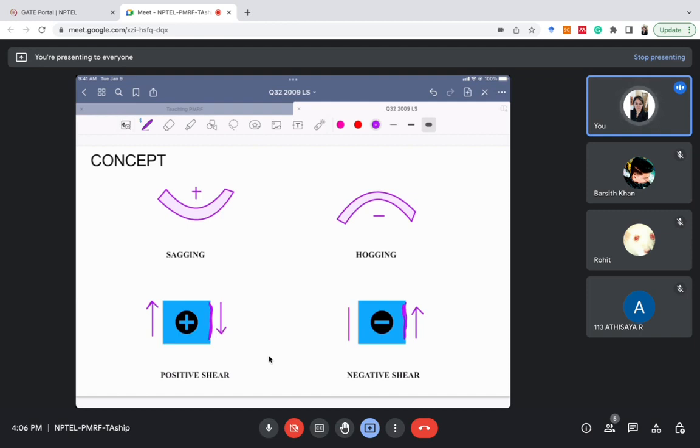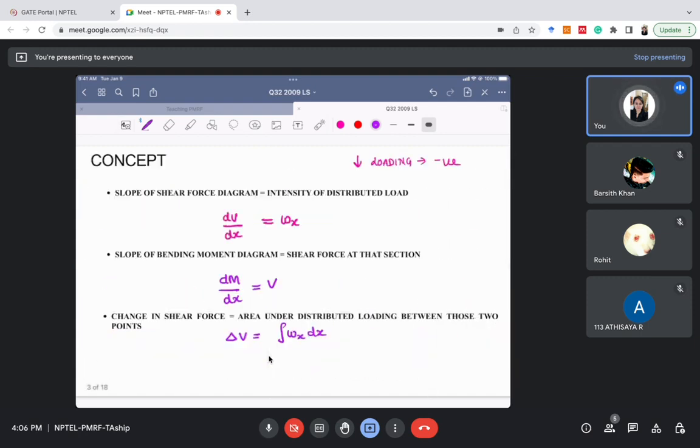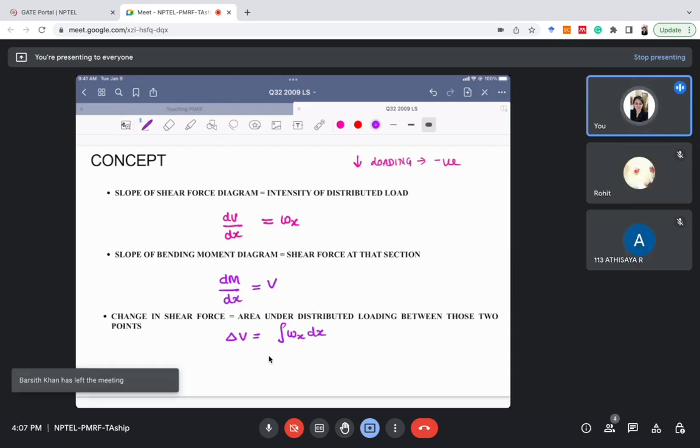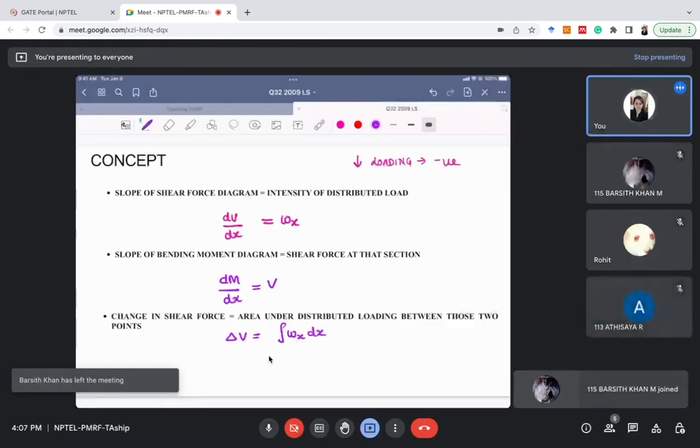Sagging bending moment positive, hogging bending moment negative. If the shear is something of this shape, it is positive, and otherwise it is negative. Okay, so this will be more clear when I solve the problem. So please watch it carefully. I'll be discussing a few points. With the help of these points, you will be able to quickly draw the shear force and bending moment diagram from the loading diagram, as well as the loading diagram from the bending moment and shear force diagrams.